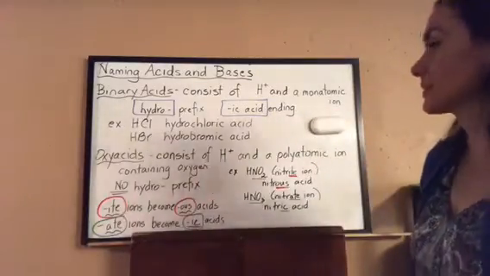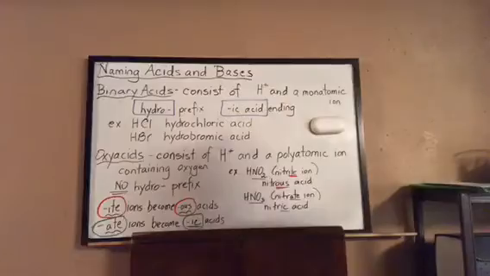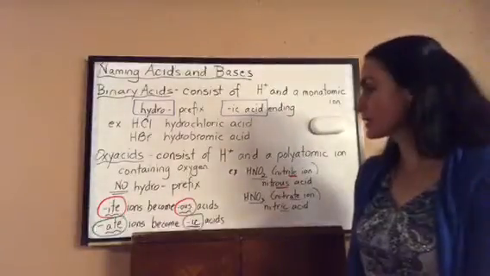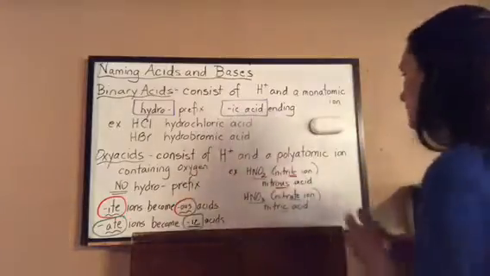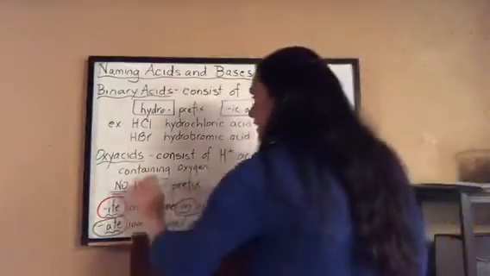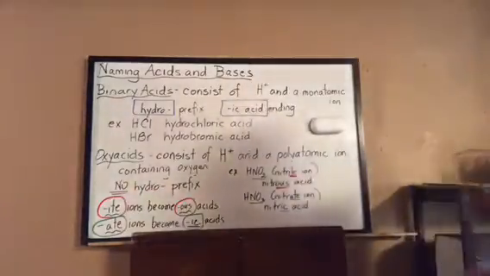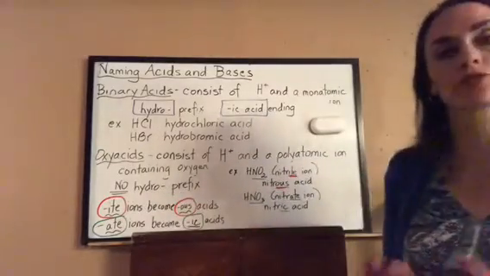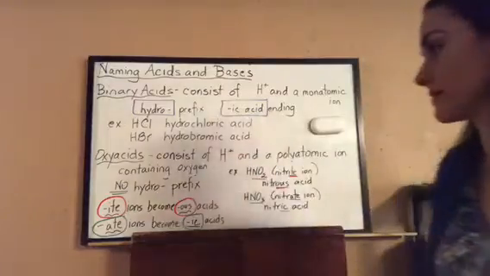Oxyacids are acids that consist of hydrogen for the cation and a polyatomic ion that contains oxygen. So the polyatomic ion contains oxygen. With the oxyacids, we do not have the hydro prefix. So there is no hydro prefix when you have an oxyacid.